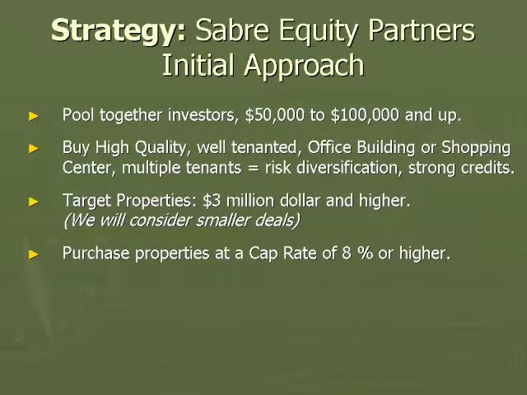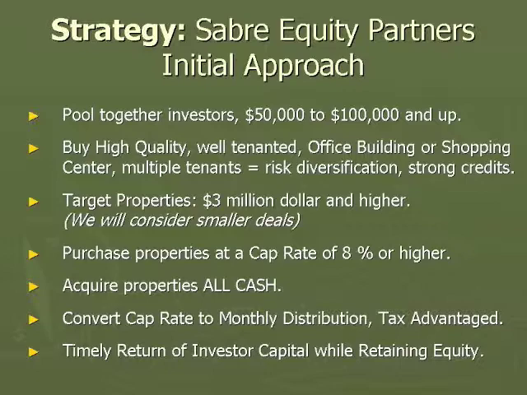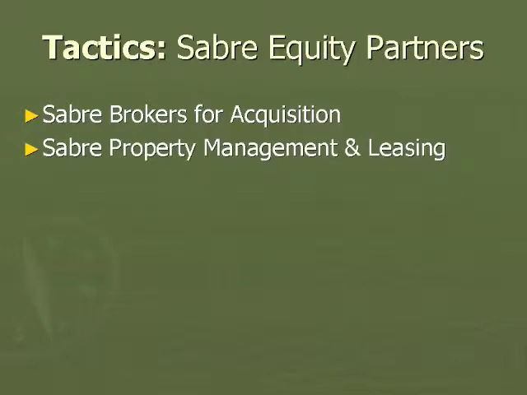No place else that I think you're going to go now and buy a stock on the New York Stock Exchange or even the NASDAQ that's going to pay an 8% dividend or anything, even half that. We're going to acquire the properties all cash to minimize the risk. And then we're going to convert that cap rate, that 8%, into a monthly distribution, tax advantaged. And then we'll be looking for the timely return of our investors' capital while retaining equity. We'll use Saber brokers for the acquisition and property management and leasing.